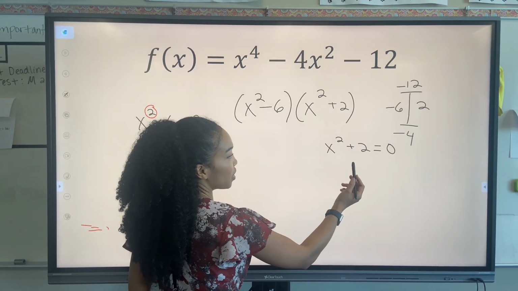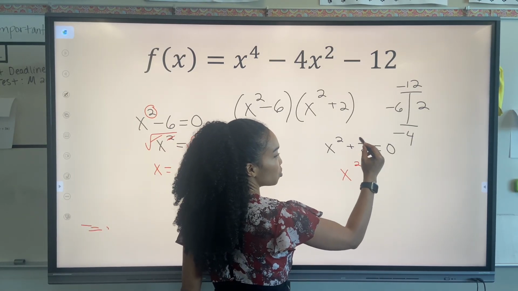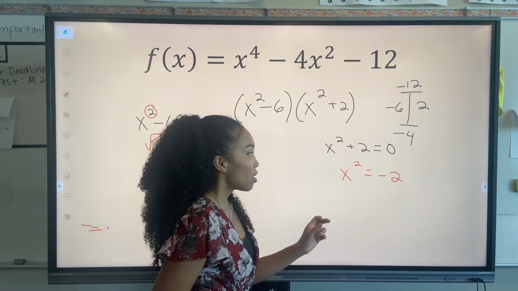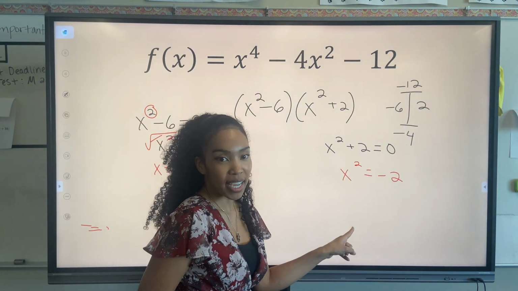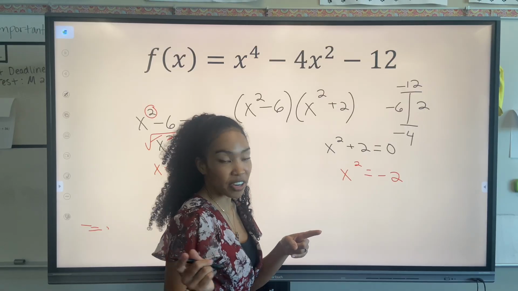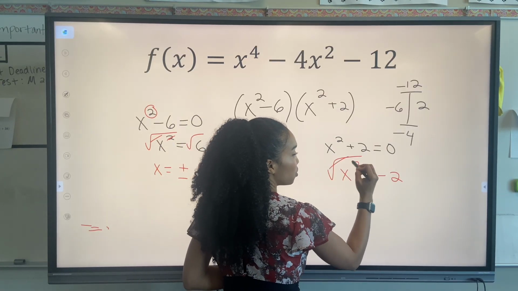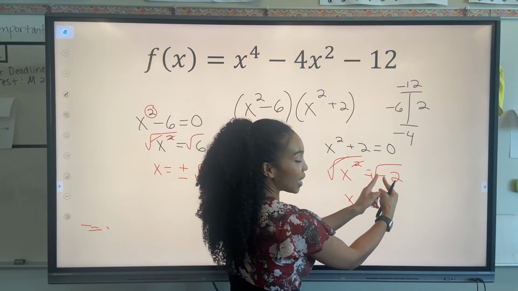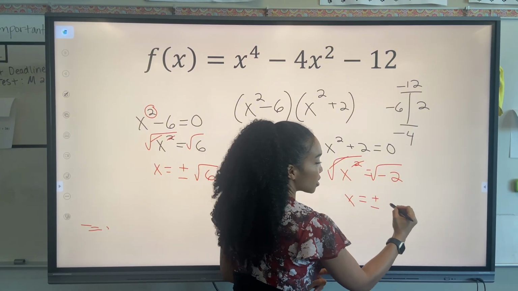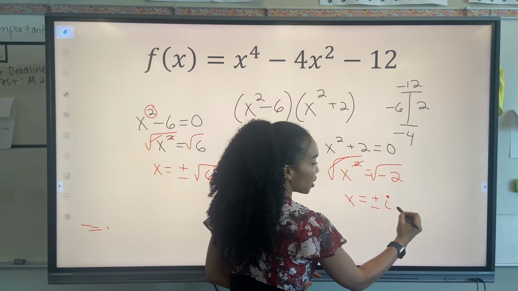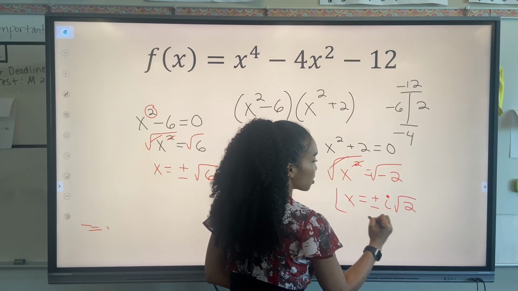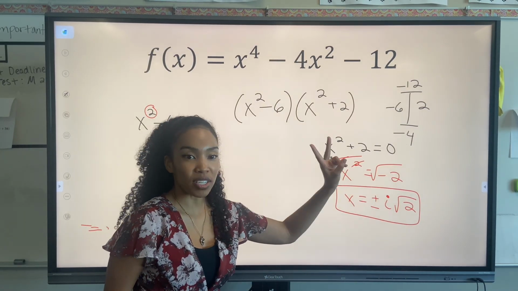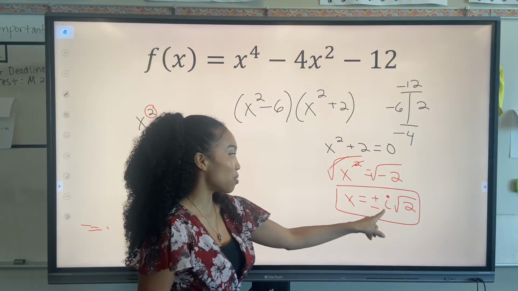For this one over here, you're going to move the positive to the other side, making it a negative. What kind of answer are you going to get? Imaginary. Because when you have a negative under the square root, it's going to become imaginary. And then you have square root of 2. So this is your answer. Imaginary numbers always come in pairs. So you have two of them over here.